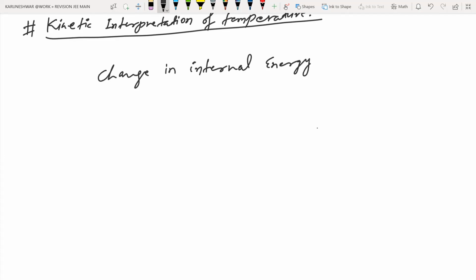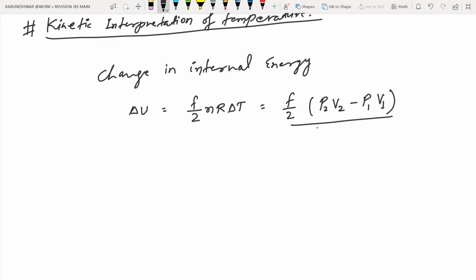What will be the change in internal energy? We denote it by delta U, and this is F divided by 2 times nR delta T, where F is the degree of freedom, that I'll discuss later. So F by 2, and then you can write here P2 V2 minus P1 V1. This is one way to write the change in internal energy, or in terms of temperature.